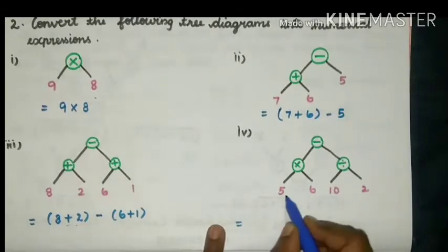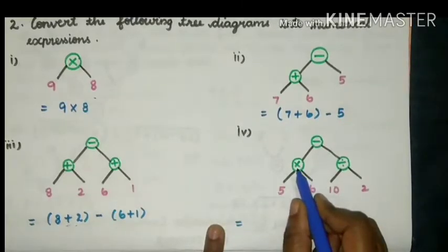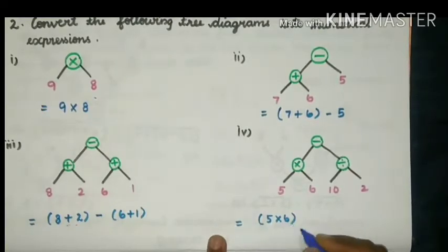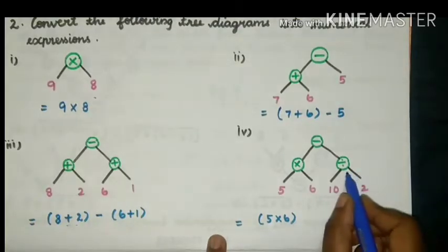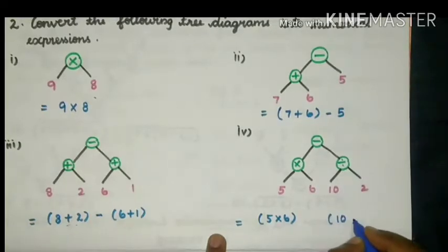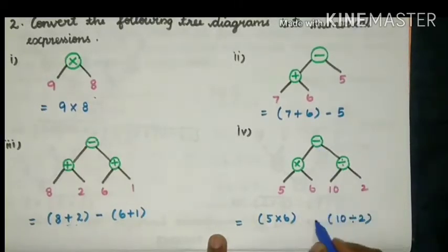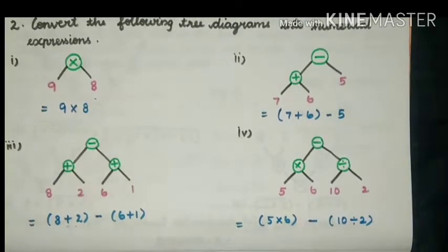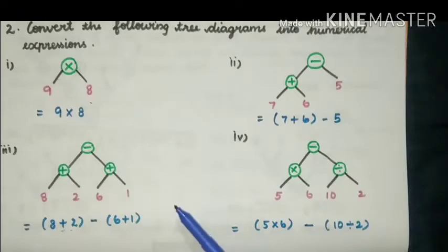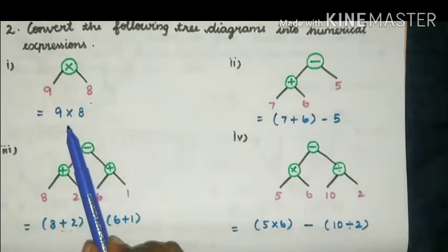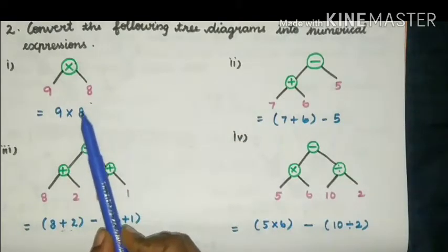Fourth sum. 5 and 6 are connected with the operation multiplication. So, you have to write 5 into 6 in the bracket. And then 10 and 2 are connected with the operation division. So you have to write 10 divided by 2 in the bracket. Then these two numbers are connected with the operation subtraction. So you have to write the subtraction symbol in the middle. Compared to the previous problem, this is very easy to find. See, here all the numbers and operations are given. We just have to write them as numerical expressions.